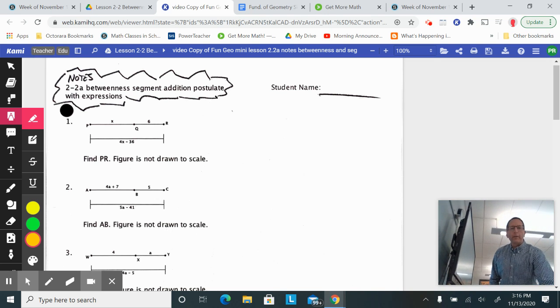All right, hello there. This is mini lesson 22A. It's about betweenness. We'll be using what's called the segment addition postulate, which all that means is, hey, if I have a distance between 2 points here, and I have another distance between those 2 points, if you add those two together, it gives you the distance of the longer segment. We're going to apply that to these problems.